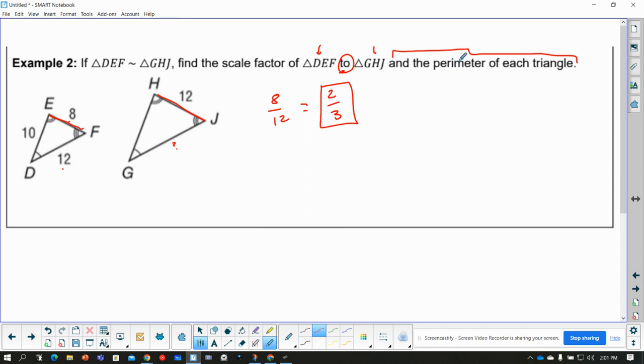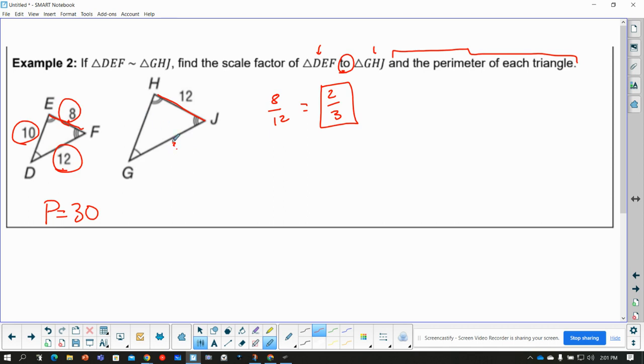Now here's the thing: the perimeter of each triangle. The perimeter of this triangle is easy to find. The perimeter is just adding up all the sides. 8 plus 12 is 20, 20 plus 10 is 30. So the perimeter of this one is 30. I'm missing both of these sides. I could find both by using proportions, but I don't really need to find both. I just need to find the perimeter.